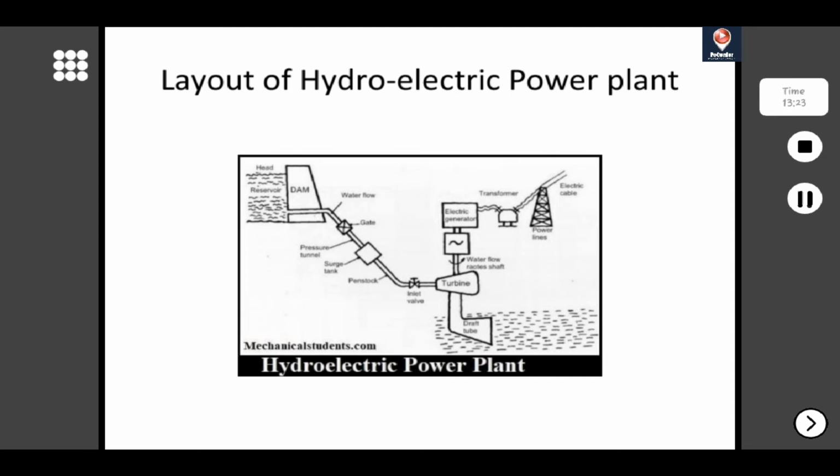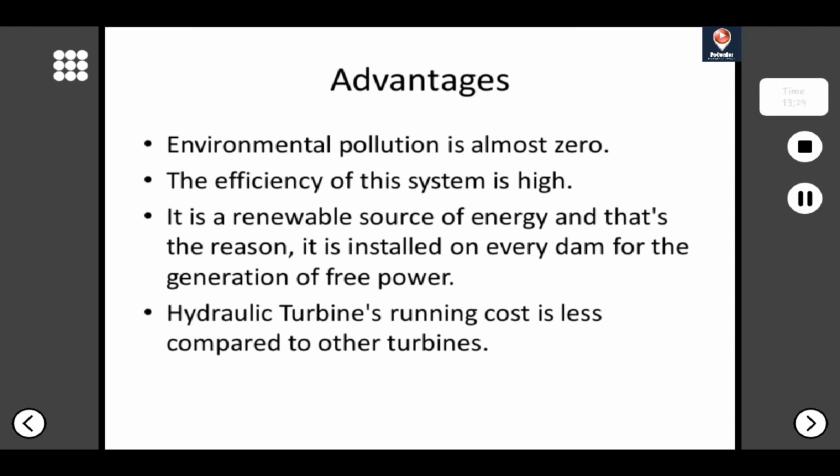Let's see the advantages. Here the environmental pollution is zero and the efficiency is high, and the turbine we are using is a hydraulic turbine, so the cost is less than any other turbine. And the main advantage is it is a renewable source of energy, so we can use it again and again.